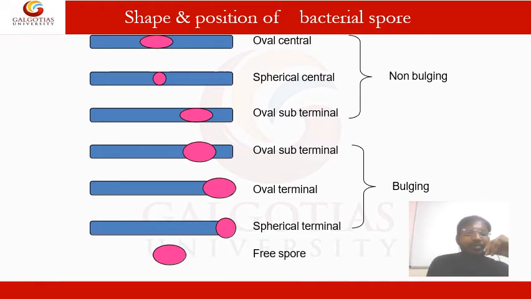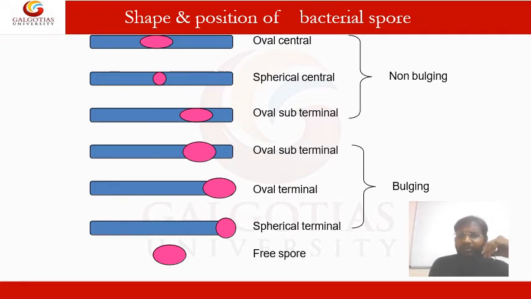For example, take the bacilli. If the spore formation is in the center, we say central. If it is subterminal, between the terminal and central, that is subterminal. If it is terminal, the spore formation is completely at one end. This is based upon the position.